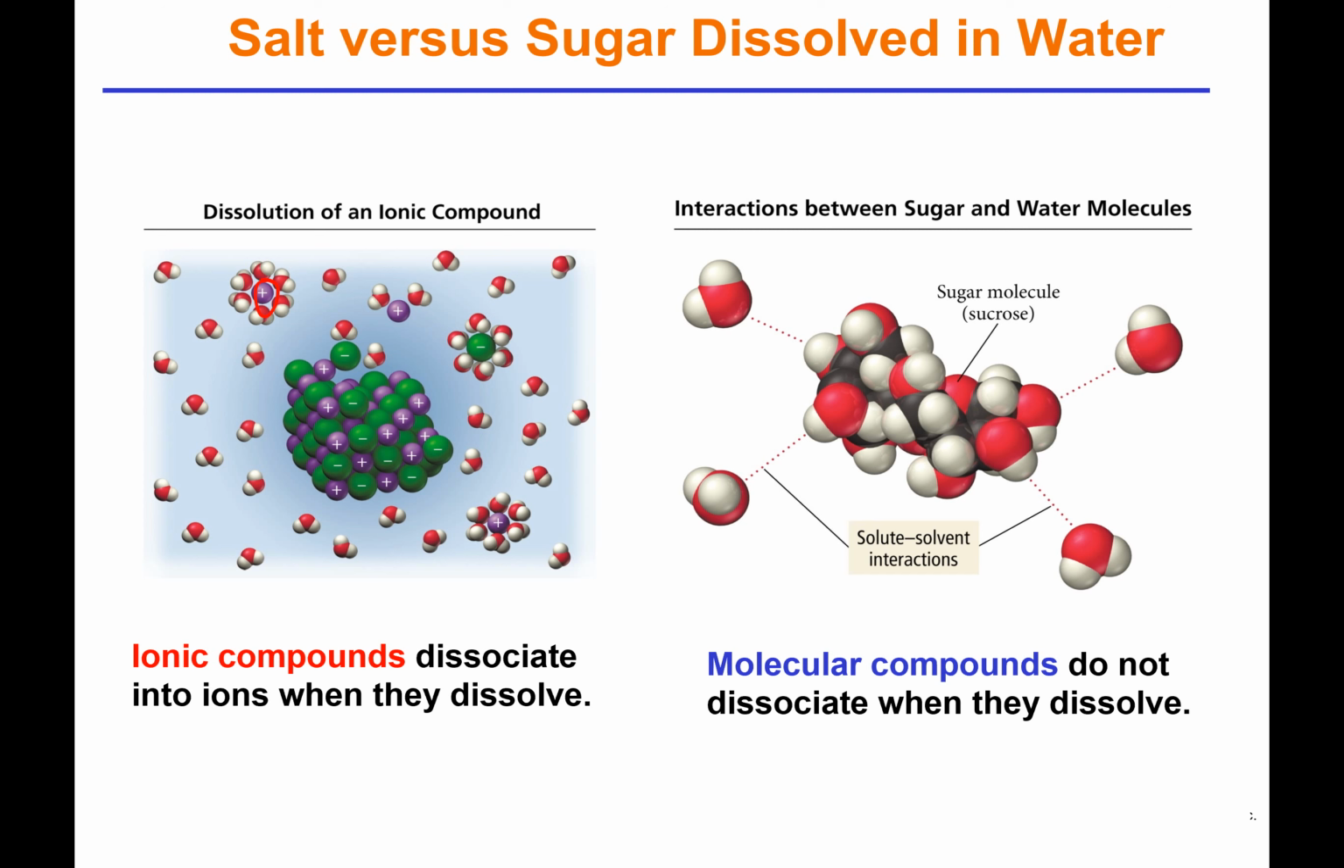Whereas if we have something like sugar, this would be a molecular compound, so it does not dissociate into ions when it dissolves. So, ionic compound versus molecular compound. The only thing to remember there is that ionic compounds split into ions, and molecular compounds do not. So ionic compounds would be electrolytes, molecular compounds would not.